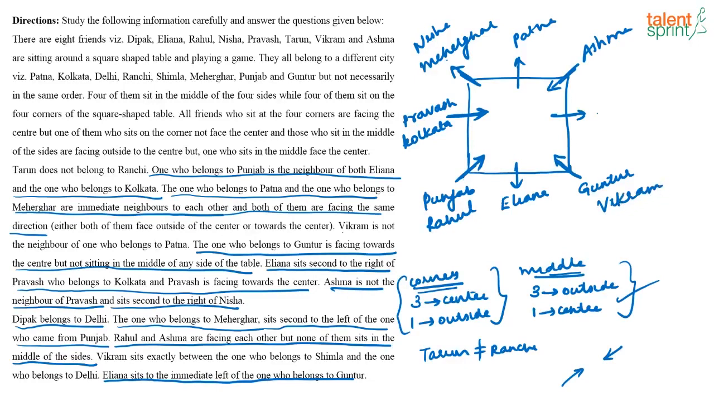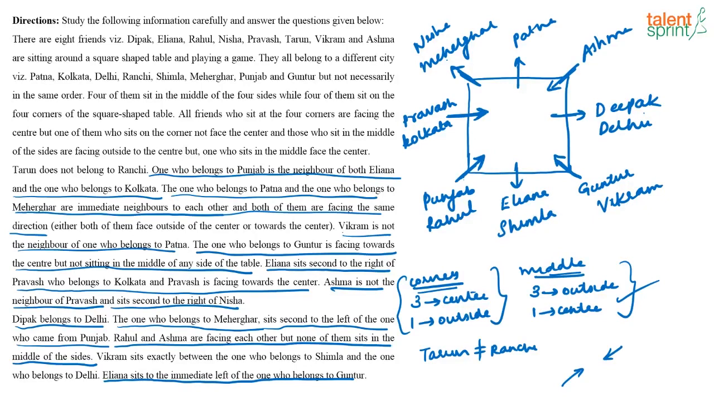See, it is given that Vikram is not a neighbor of Patna. Okay, so Vikram can't, this is already Asma, I have fixed. So Vikram is not here, right? He's not a neighbor of Patna. And what else are they saying? They are saying that Vikram is sitting between the person who belongs to Delhi and Shimla. And I also know that Deepak belongs to Delhi. So first of all, let us fix Deepak. Deepak can come only here, right? Deepak Delhi. Only place left to fix Deepak and Delhi is here. So if this is Deepak Delhi, this is already Asma. So this has to be Vikram who belongs to Guntur, right? So this is fixed. Now, I know Vikram is sitting between Delhi and Shimla. So this has to be Shimla. So that is also fixed.